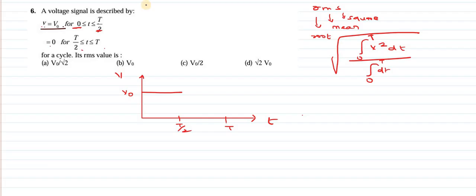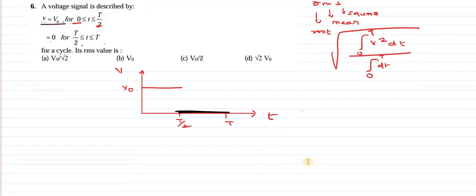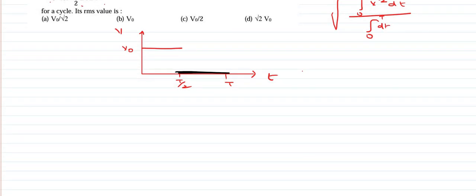So for your understanding, I am drawing. It will be like this. So this is our graph. This graph is not necessary, I have written it for your understanding. Now you can carry on. First write the function. So what is V square? V square is V naught square between 0 to T by 2, and V square is 0 between T by 2 to T.